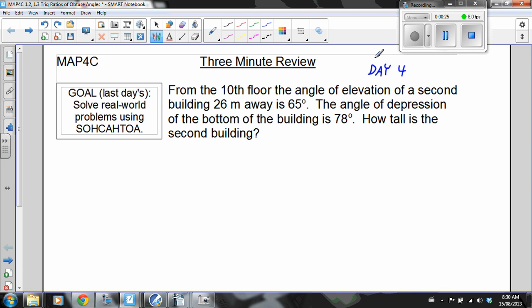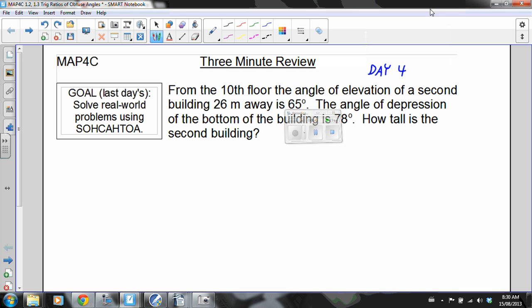Here we have a question. From the 10th floor, the angle of elevation of a second building 26 meters away is 65 degrees. The angle of depression of the bottom of the building is 78 degrees. How tall is the second building? In any of these questions, I think the most difficult thing is to draw a diagram. Once we get the diagram drawn, it'll be fine.